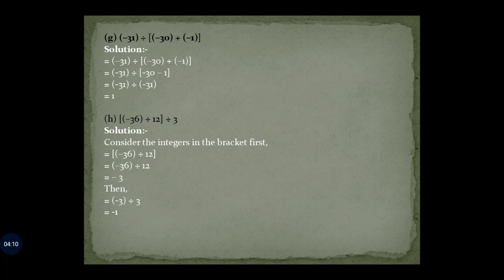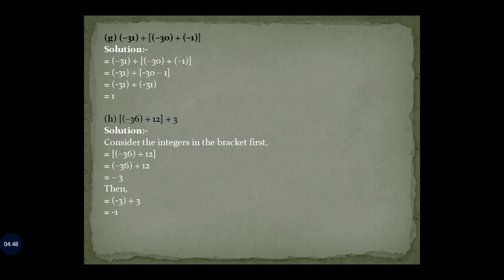Solution for this problem is minus 31 divided by minus 30 plus of minus 1. Now let us consider the bracket first. That is, minus 30 plus of minus 1 gives you minus 30 minus 1. Minus 31 divided by minus 31. As you can see, both the integers are the same. Minus 31 divided by minus 31 gives you plus 1. Both the negative signs got cancelled.